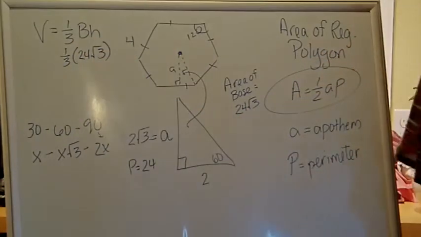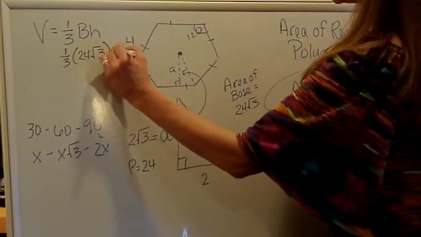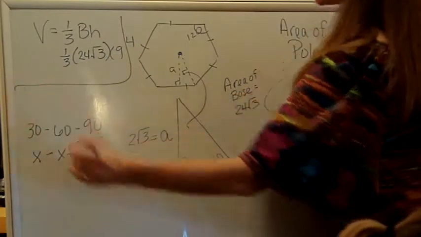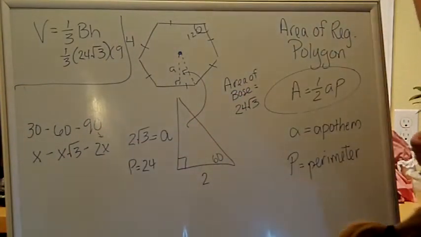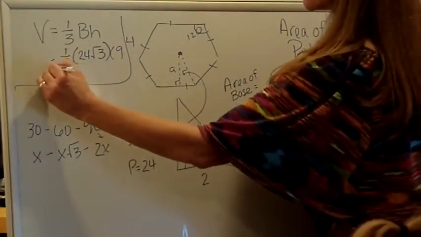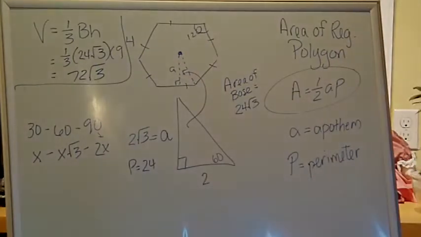Now what's the height of the pyramid? Looks like 9. Okay, times 9. Here's your work. A third of 24 is 8. 8 times 9 is 72. I'm looking at 72 square root of 3. Is that one of my options? You have to be careful sometimes. I'm figuring on these, they'll probably give it to you in simplest radical form. They won't do decimal versions, but if they did, you just plug it into the calculator.